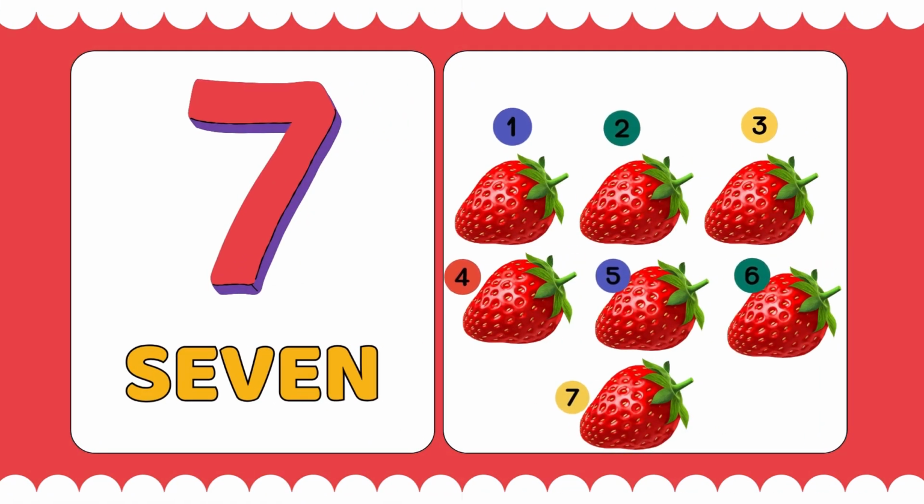7. Can you say it with me? 7. The spelling of 7 is S-E-V-E-N. Let's count strawberries. 1, 2, 3, 4, 5, 6, 7. 7 strawberries.